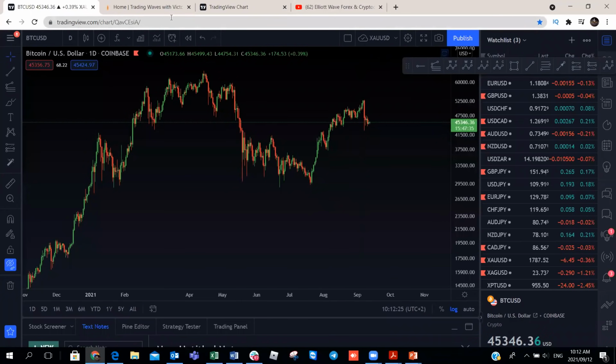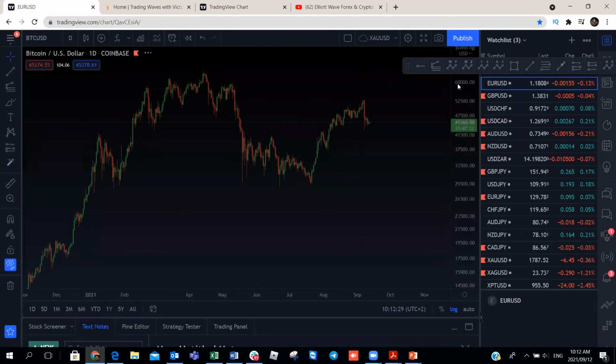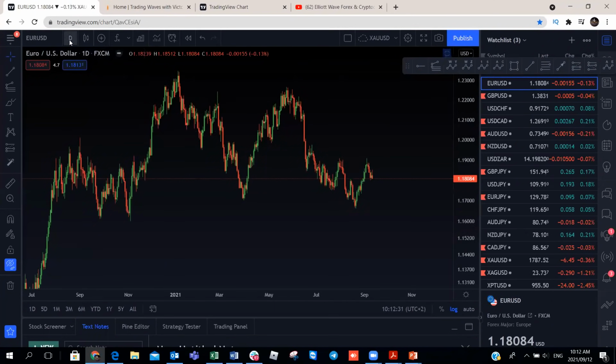Right, so let's have a look. Let's start with the analysis. We're going to start with the US dollar pairs. Let's start with the Euro US dollar. So what are we expecting with the Euro US dollar?